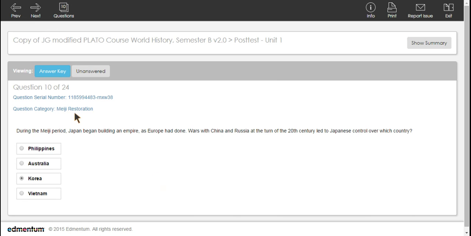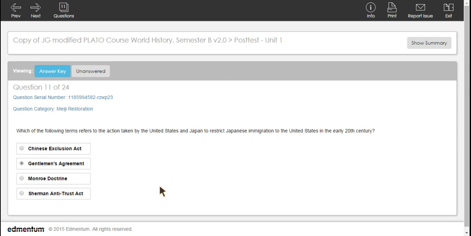Correct answer is Korea. Which of the following terms refers to the action taken by the United States and Japan to restrict Japanese immigration to the United States in the early 20th century? The Chinese Exclusion Act, the Gentleman's Agreement, Monroe Doctrine, or the Sherman Antitrust Act? Correct answer is Gentleman's Agreement.